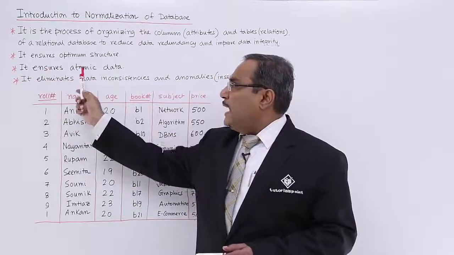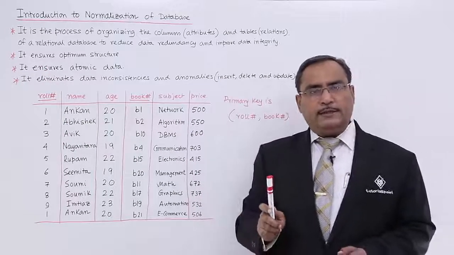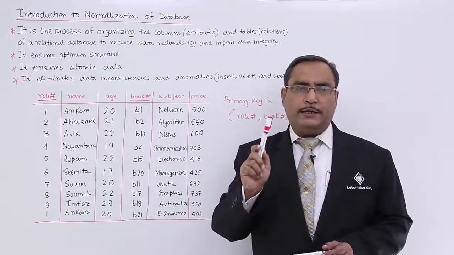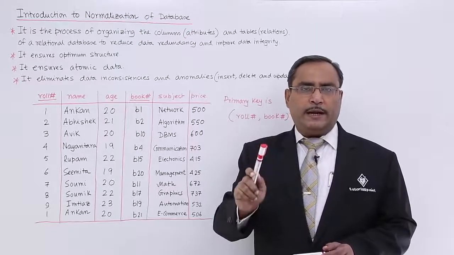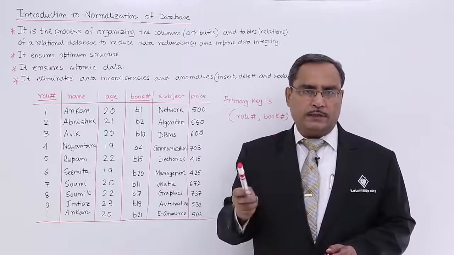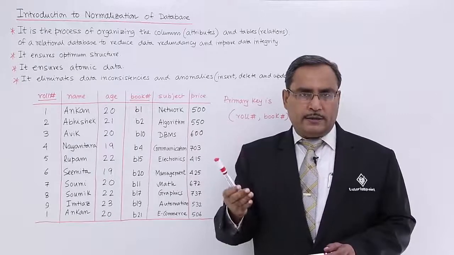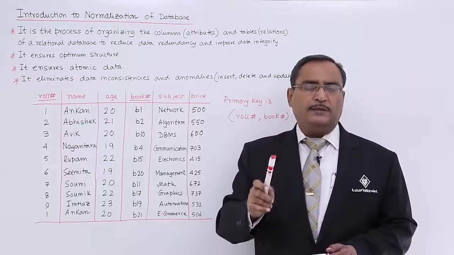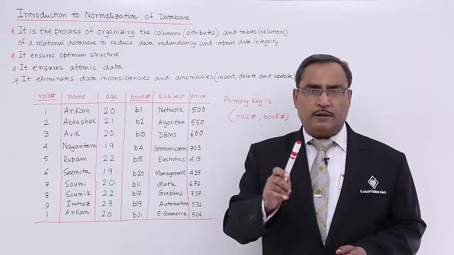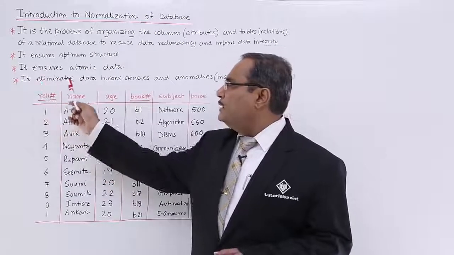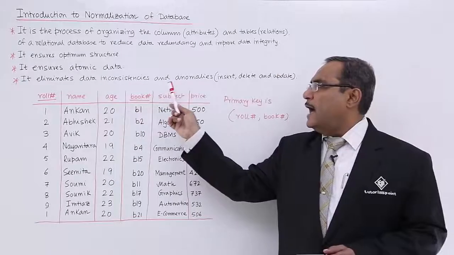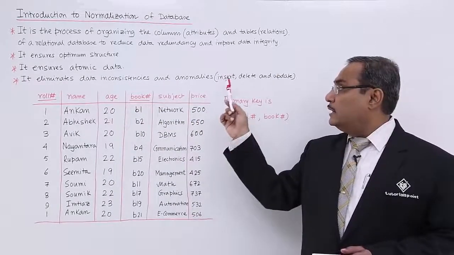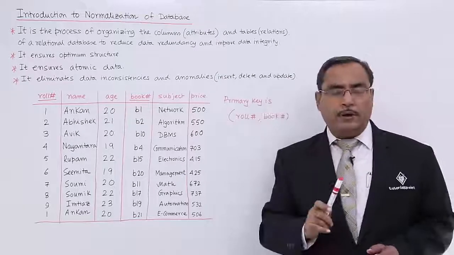It ensures atomic data. At the intersection of each row and column, the data item must be atomic in nature. That means the data item cannot be divided further to get valid data there. So, that is why all the data items should be atomic, that is, non-divisible further. It eliminates data inconsistencies and anomalies. Here we have 3 kinds of anomalies. They are insert, delete and update operations.